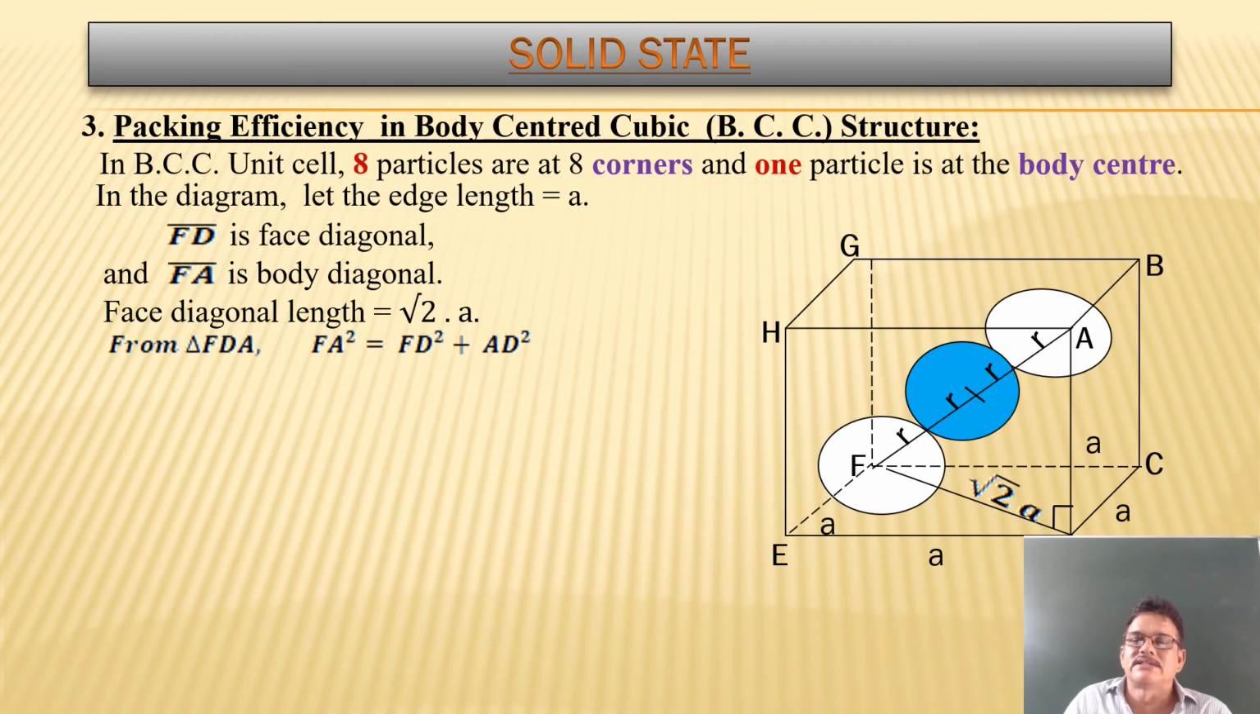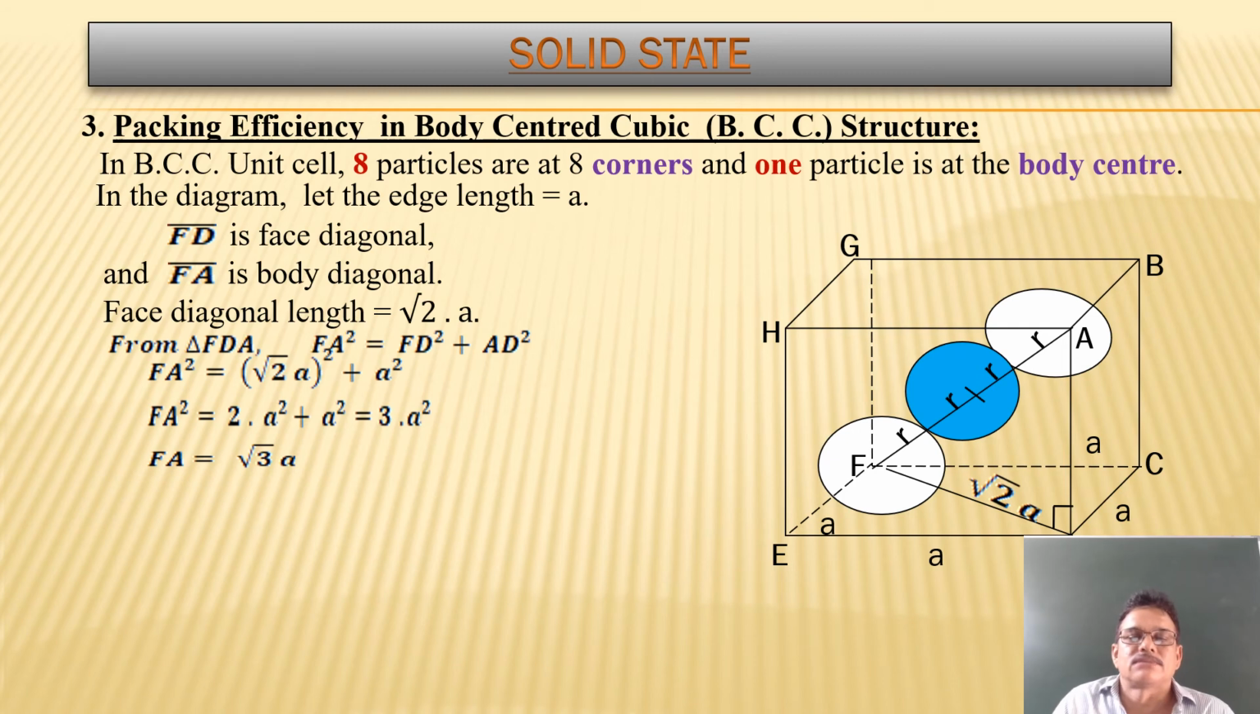Of course, AD is the edge length a and FD is root 2a. By substituting these values, FA square is equal to root 2a whole square plus a square, that is equal to 2a square plus a square, that is equal to 3a square. FA is equal to under root 3a square, that becomes root 3a. Okay, FA square is equal to 3a square. Therefore, FA is equal to root 3a.